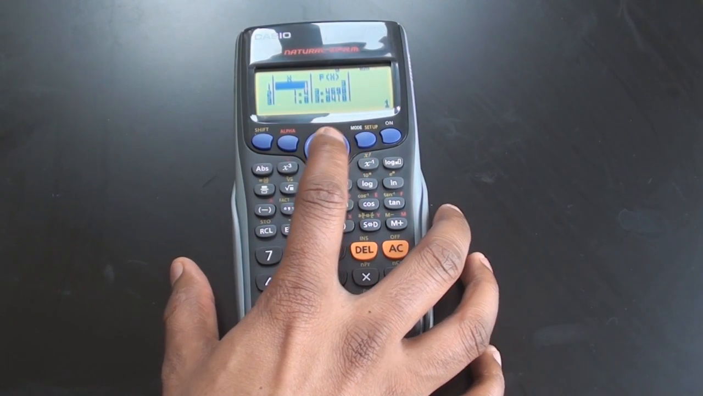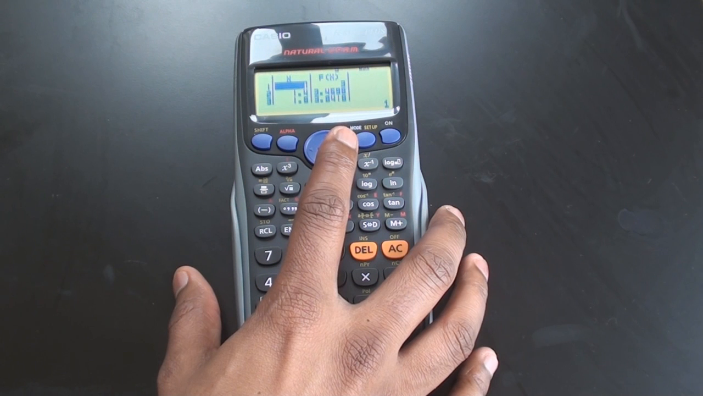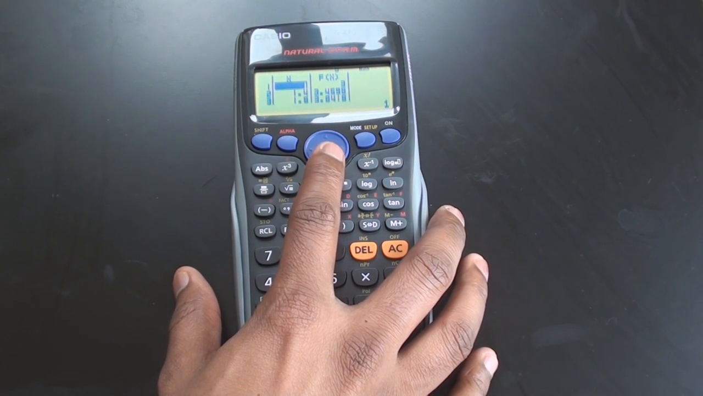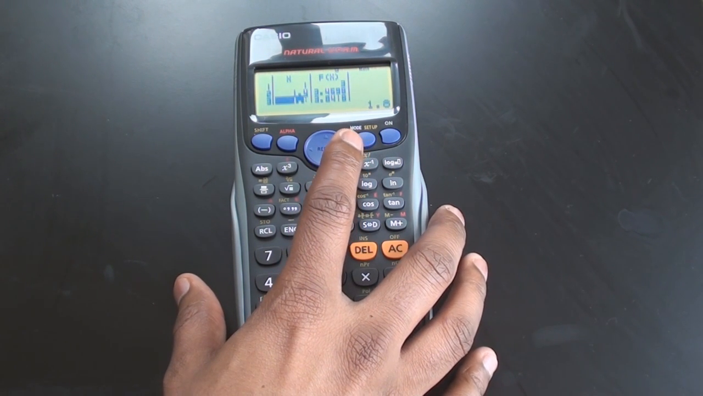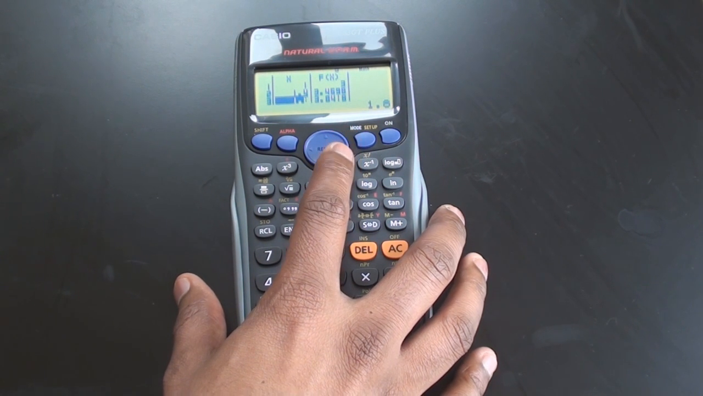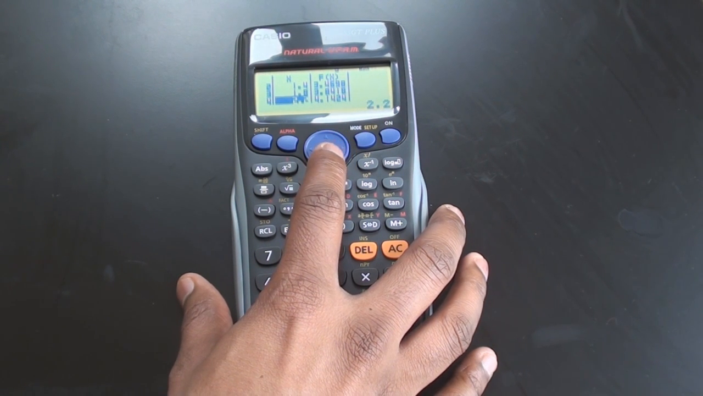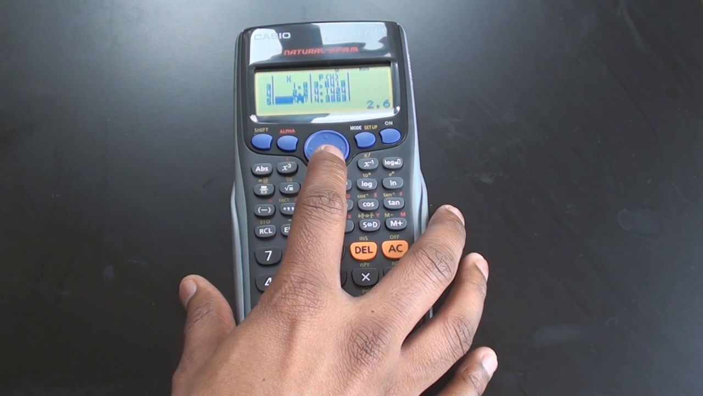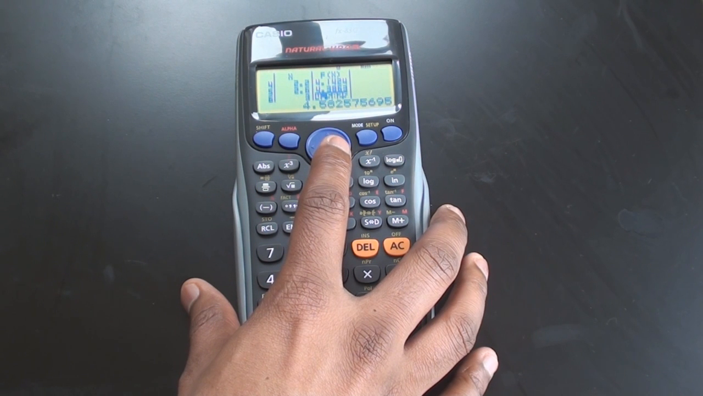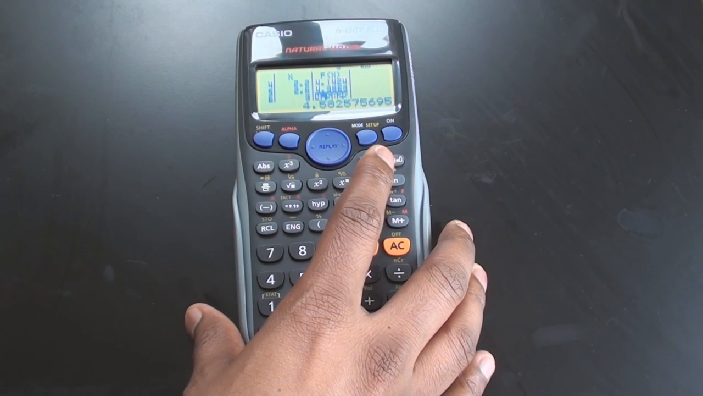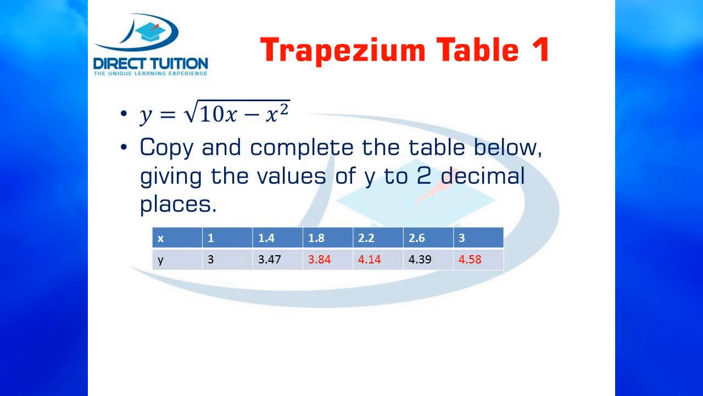So when x is 1, y is 3, which is already in our table, that's fine. When x is 1.4, y is to 2 decimal places 3.47, which is also in our table. So we know that we've typed it correctly. So the next one, when x equals 1.8, y is equal to 3.84, so we can write that down. X is 2.2, y is 4.14. X is 2.6, y is 4.39, which is already given. And finally, when x is 3, y is 4.58. So we can just copy that down, and then we can use the trapezium rule to work it out.